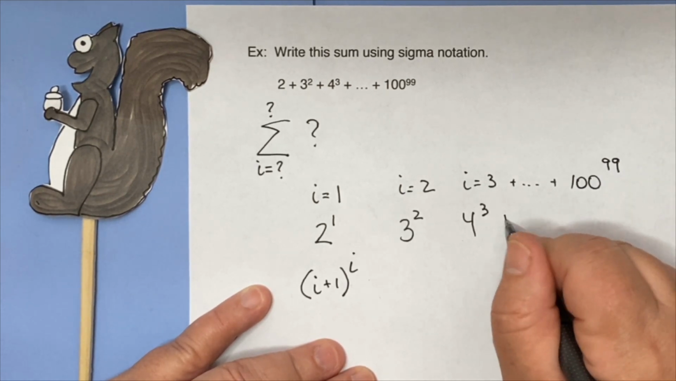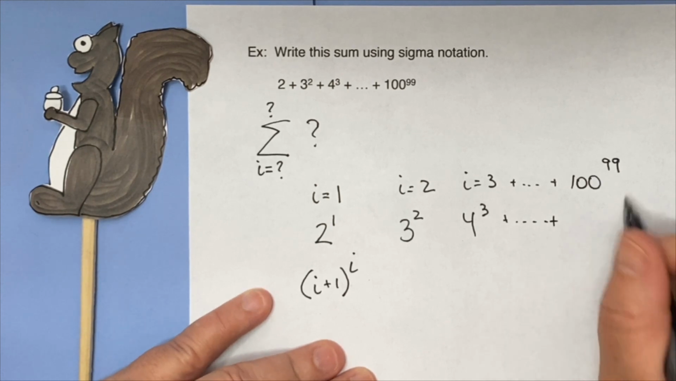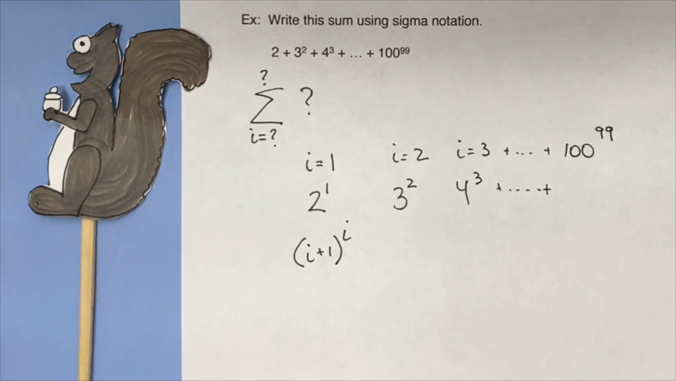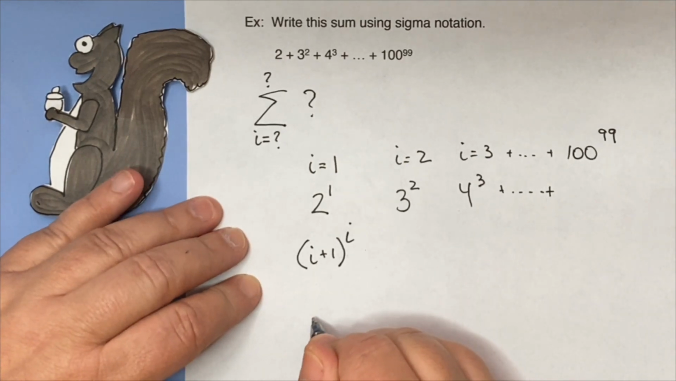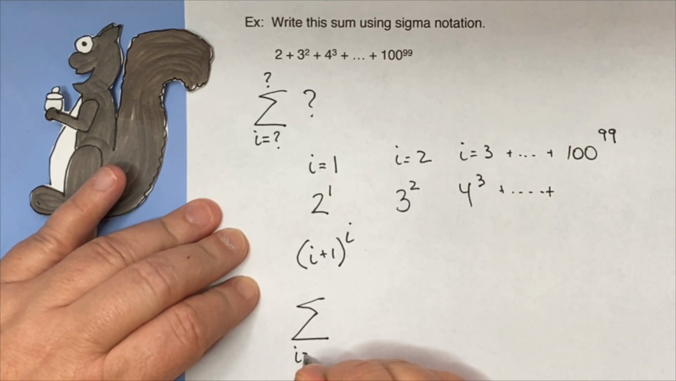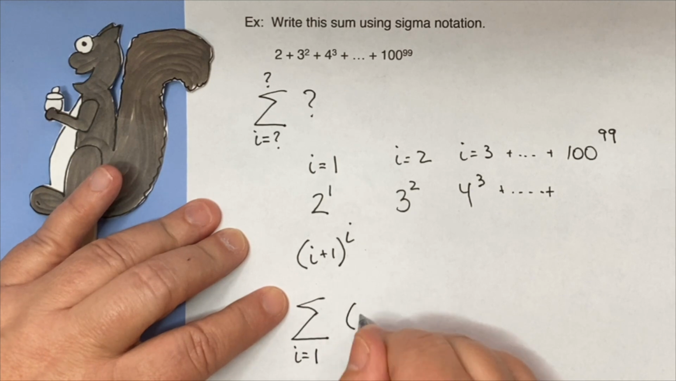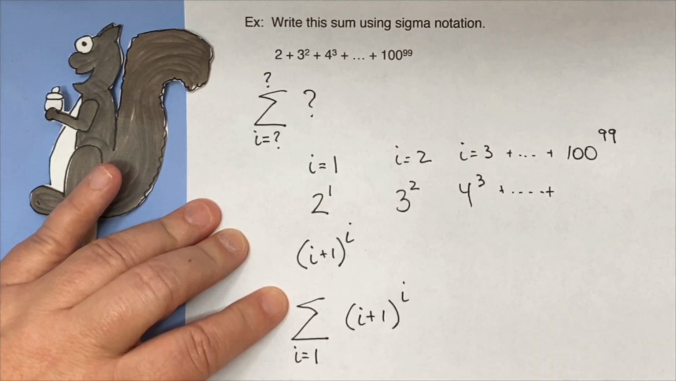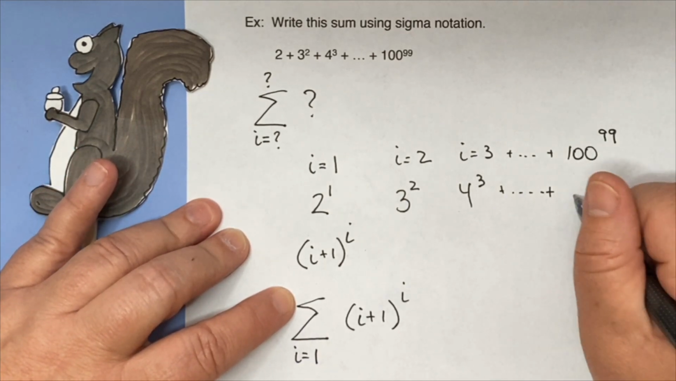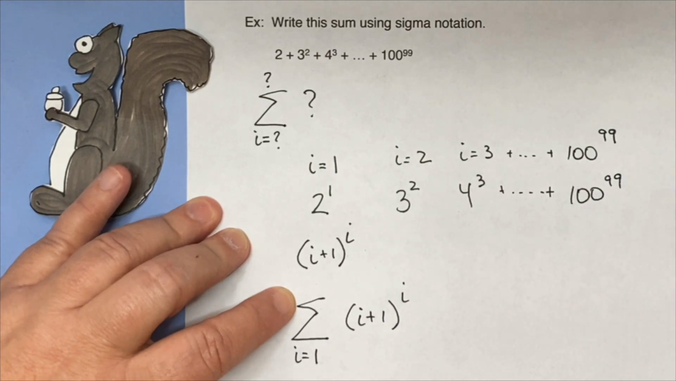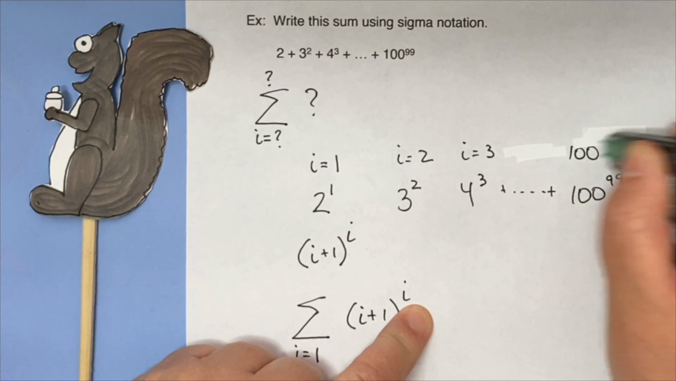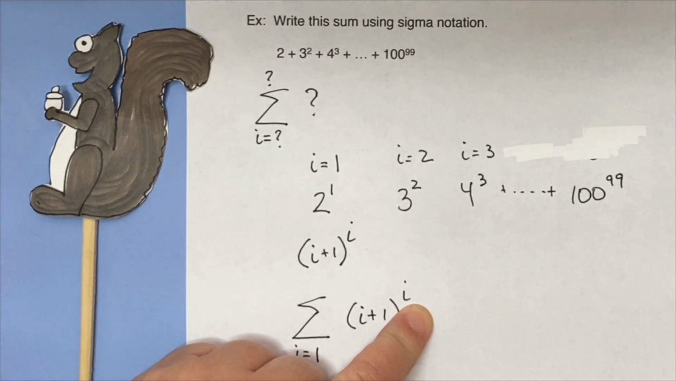So the question is, what is i there? Because so far what I know is that I've got sigma from i equals 1 to I don't know of (i plus 1) to the ith. And the question is, what is, oops, I wrote this too high up. Sorry about that. I got so excited about thinking, I wrote it too high. Does that ever happen to you?